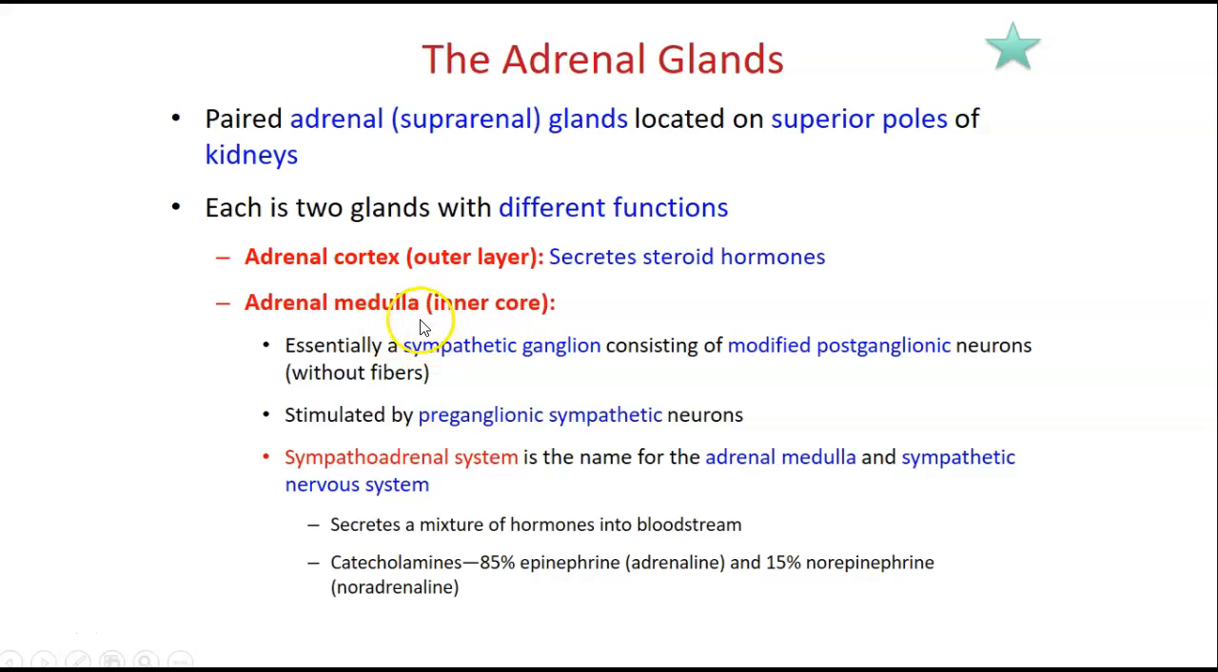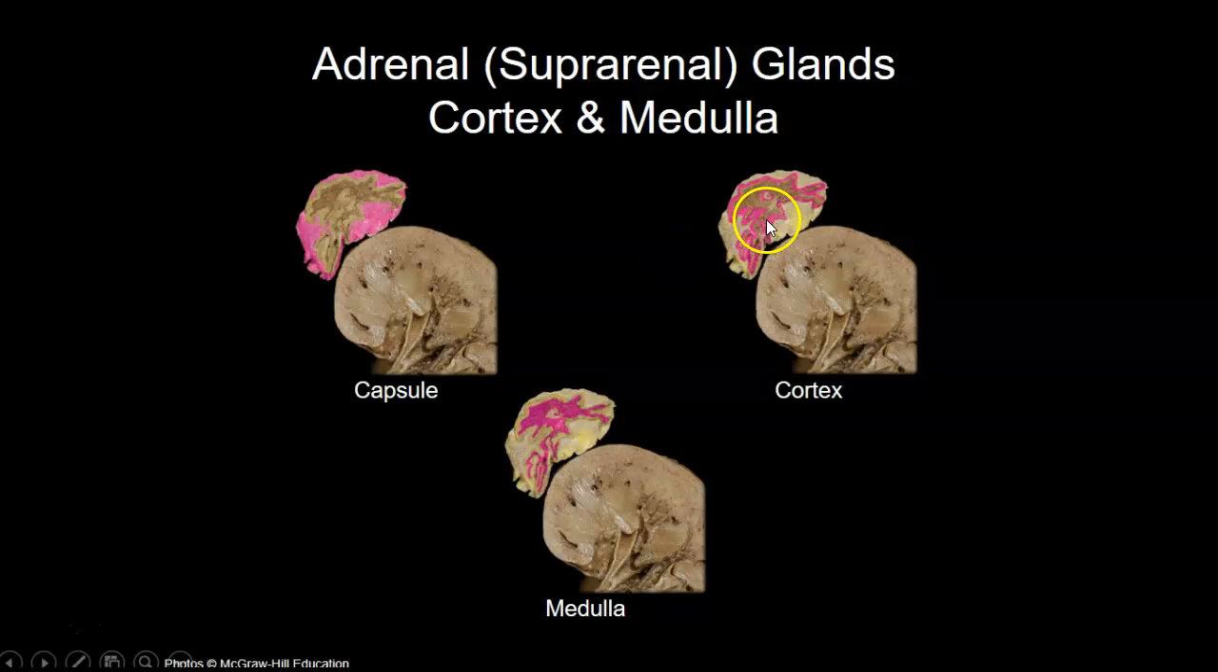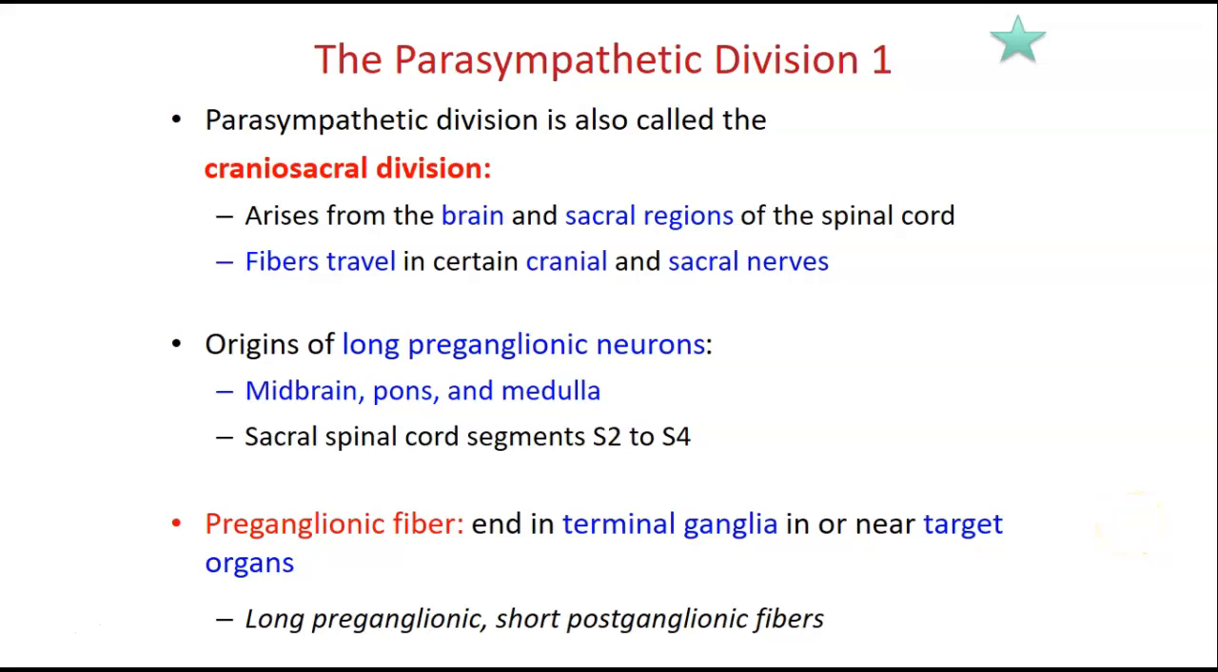The inner core of the gland is called the medulla. The medulla consists of sympathetic ganglion and modified neurons that regulate the function of the sympathetic division. The adrenal gland secretes the hormones called catecholamines. 85% of them are epinephrine and 15% are norepinephrine. Here's a figure showing where the adrenal gland is located, here is the medullary part, and here is the cortex part.